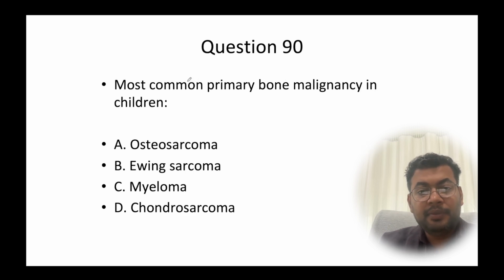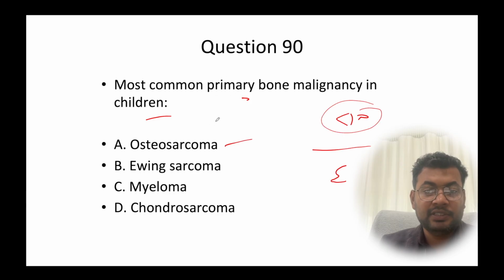Most common primary bone malignancy in children. So they are asking in children primary bone malignancy. So the answer is osteosarcoma. If they ask less than 10 years, most common it is Ewing sarcoma. If they ask 0 to 20 years, most common it is osteosarcoma. If they ask 10 to 20, most common it is osteosarcoma.